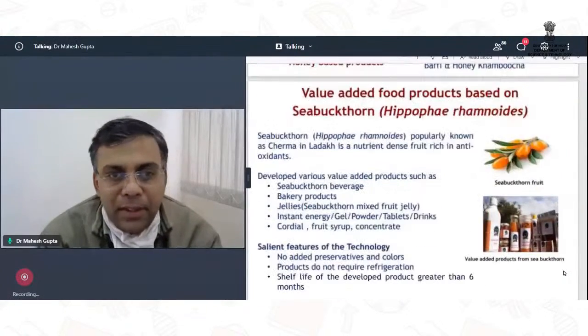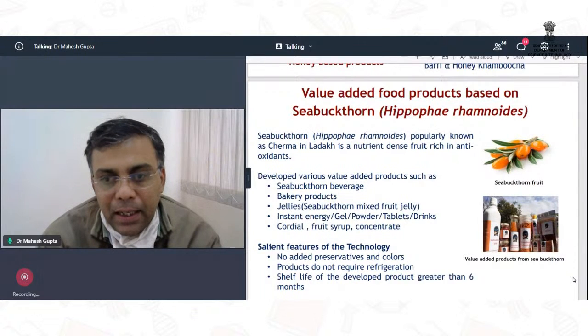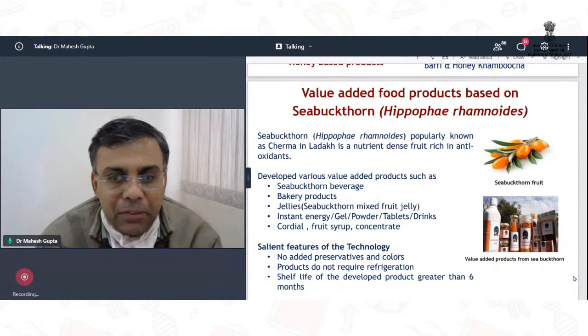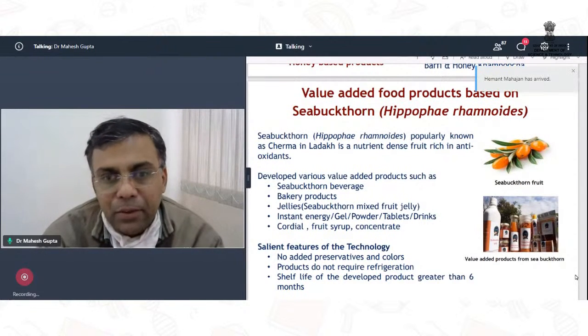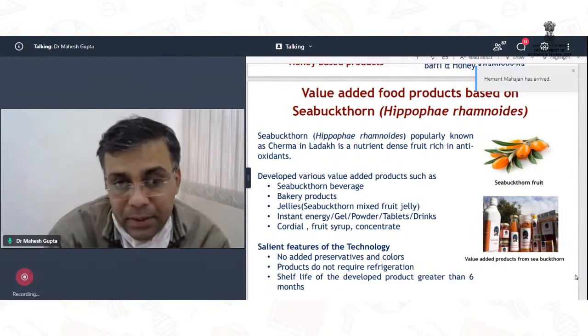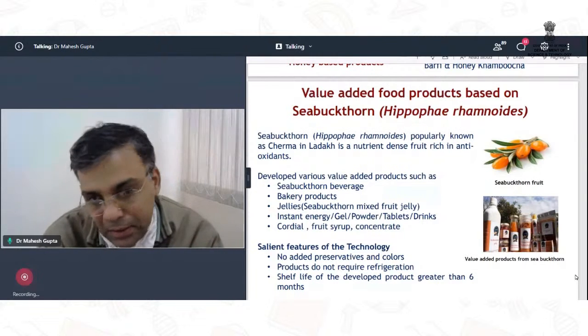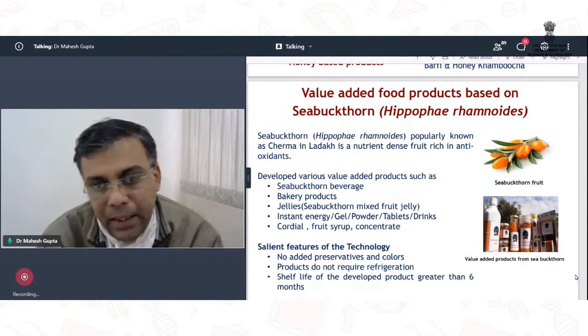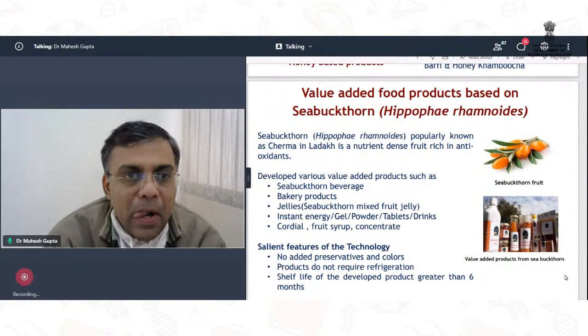Another is sea buckthorn, a very important berry coming from the high altitude of Leh, Ladakh and Kelong, which we have used to develop a few products. These are not common products, and they are not already coming in the market from the sea buckthorn source. Sea buckthorn is a very good berry and fruit with good health benefit properties. The range of products we have developed out of it can be taken up by any grassroots level organization. Please, next.